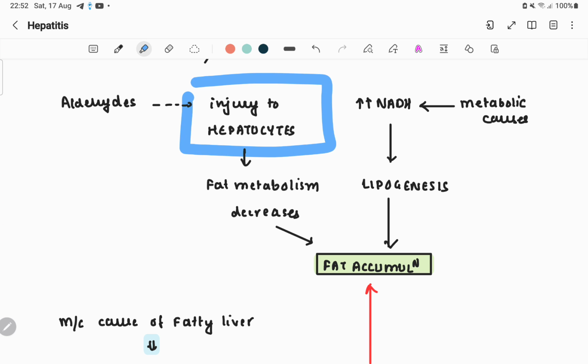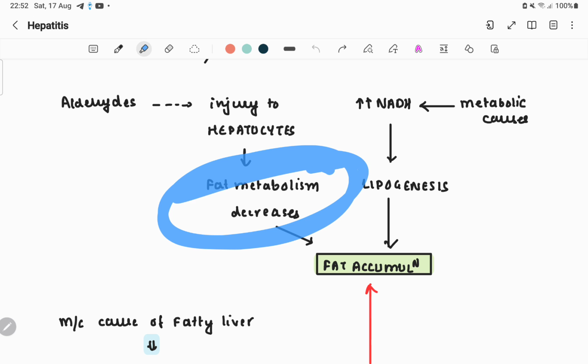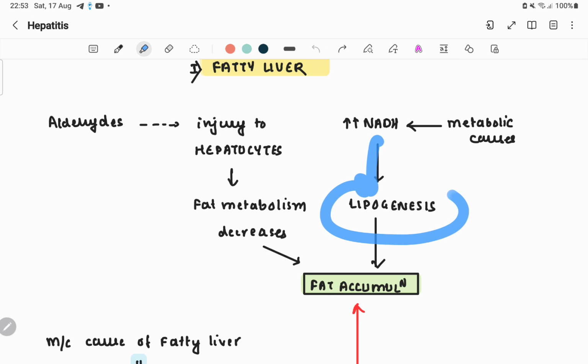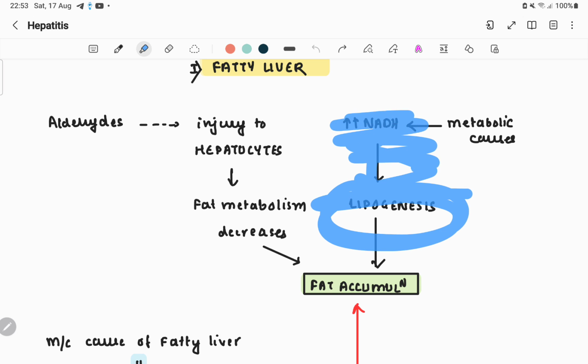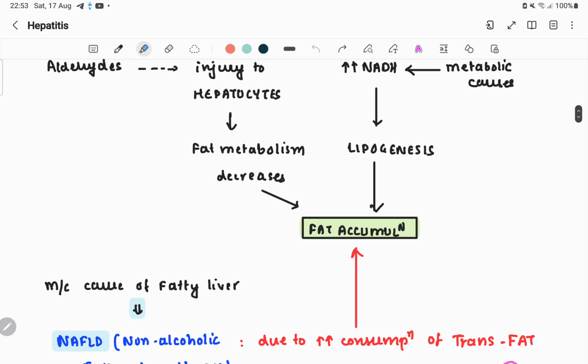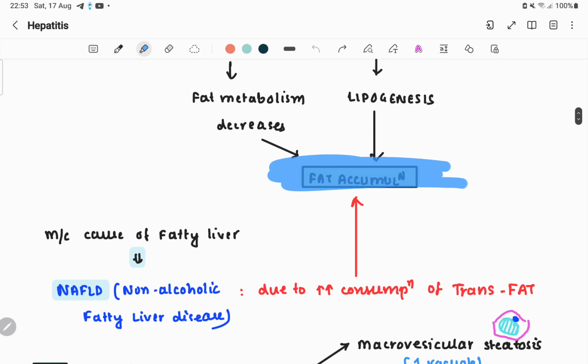This hepatocyte injury will cause a depletion of fat metabolism. The fat metabolism basically decreases, and due to metabolic causes also, NADH increases, and this NADH is utilized for lipogenesis. This is due to metabolic causes. So both factors, decreased metabolism of lipids and more production of lipids, are causing a fat accumulation.